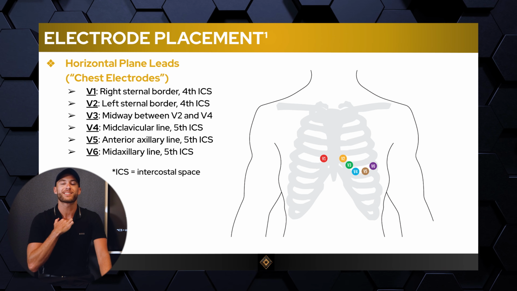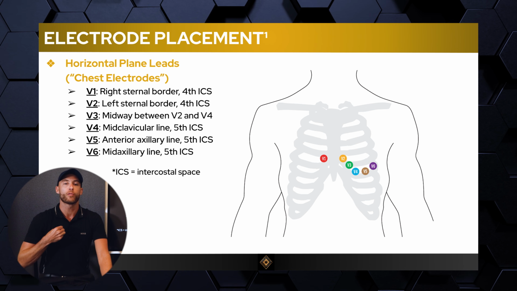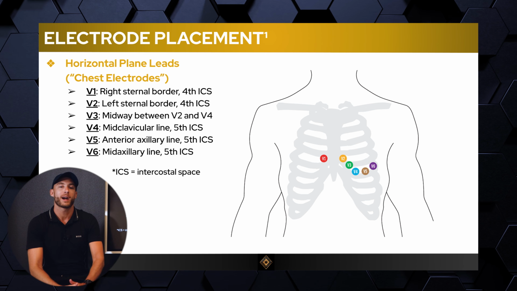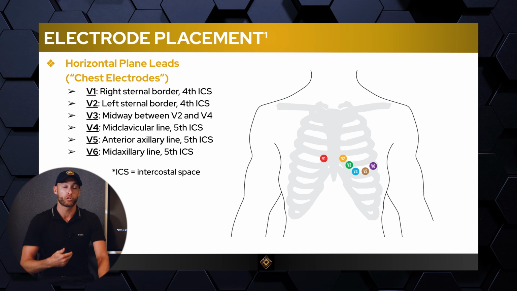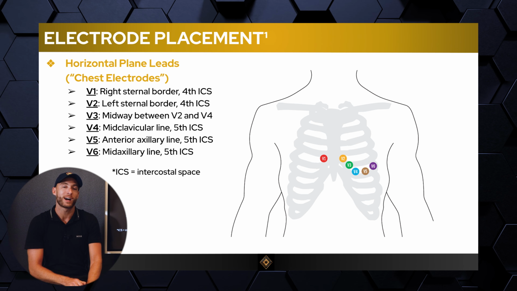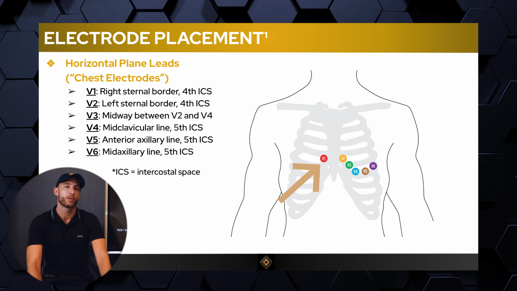You're going to feel like a little raised section, if you will. You're going to scan over. Now we're in the intercostal spaces. Move on down till you're at the right sternal border. Sternum, right in the middle of your chest. You really can't miss it. And it's going to be the fourth intercostal space. That is where you put V1.